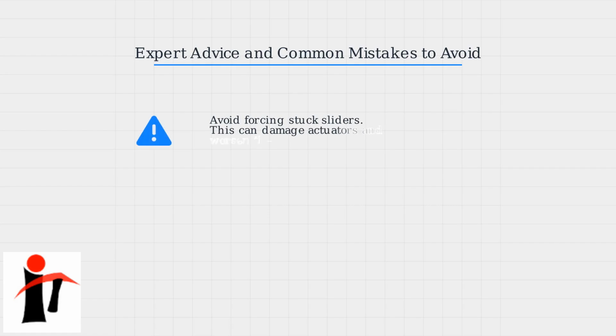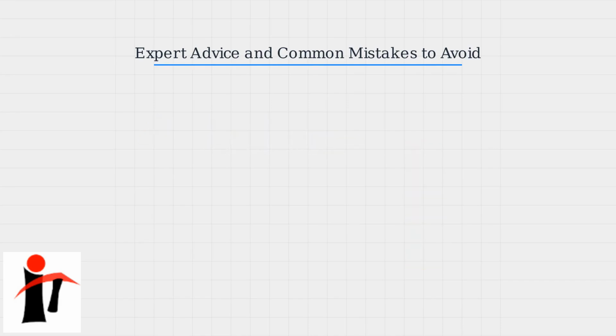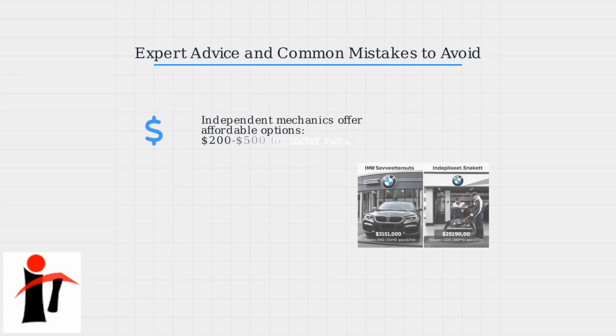A common mistake is forcing stuck sliders. This can damage the actuators and make the problem worse, requiring more expensive repairs. When replacing hardware components like motors, ensure you have the correct parts specific to your Model 3 year and follow instructions carefully to avoid electrical damage or improper installation. Independent mechanics often provide more affordable repair options than Tesla dealerships, with motor repairs costing $200 to $500 compared to over $1,000 at official service centers.